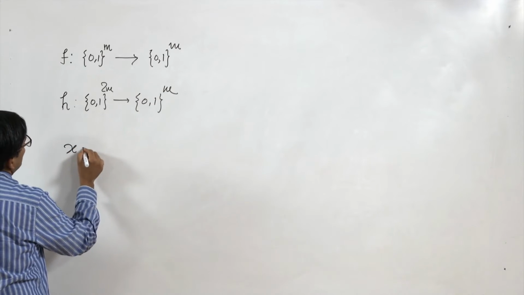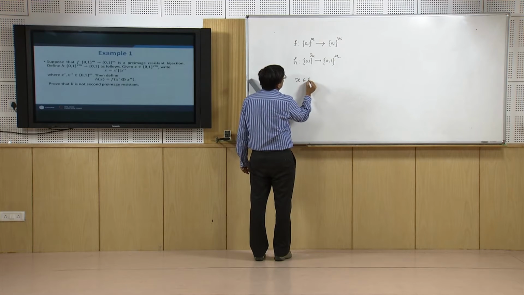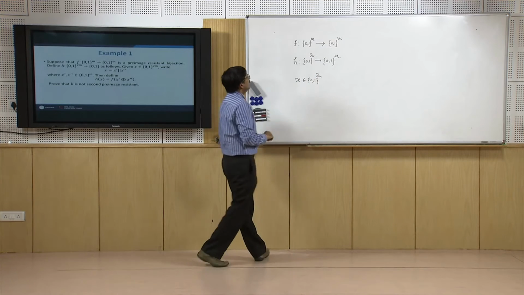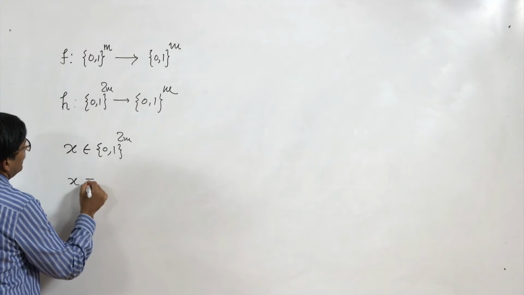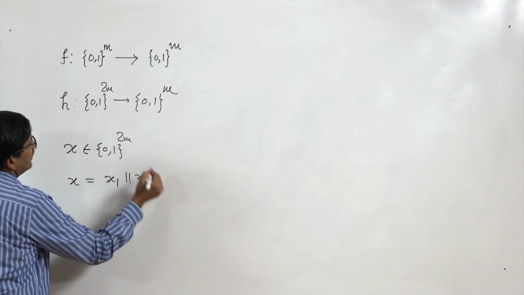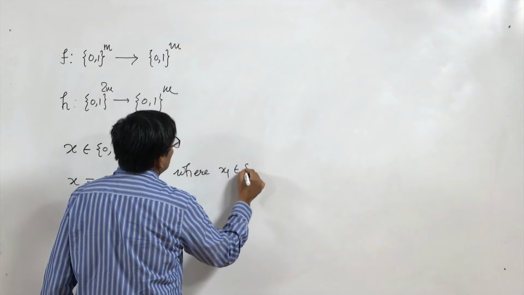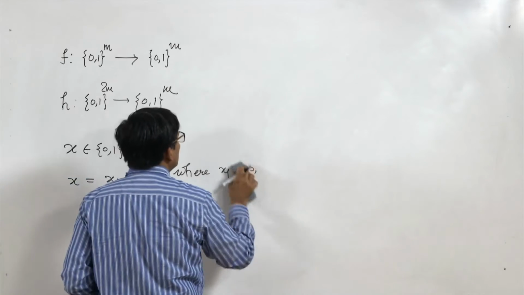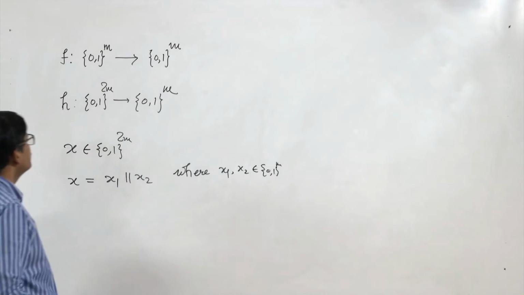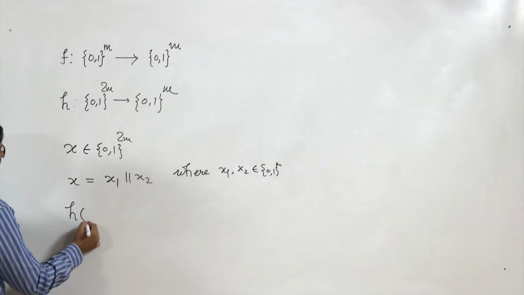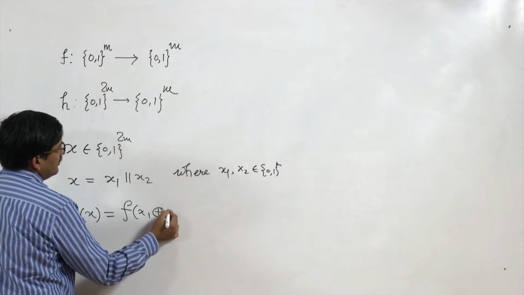Given an element x in 0 1 to the power twice m, we realize that we can split it into left half and right half. So, we will write x as x1 concat x2, where x1 and x2 belong to 0 1 to the power m. Then h of x is defined as f of x1 bitwise XOR x2.